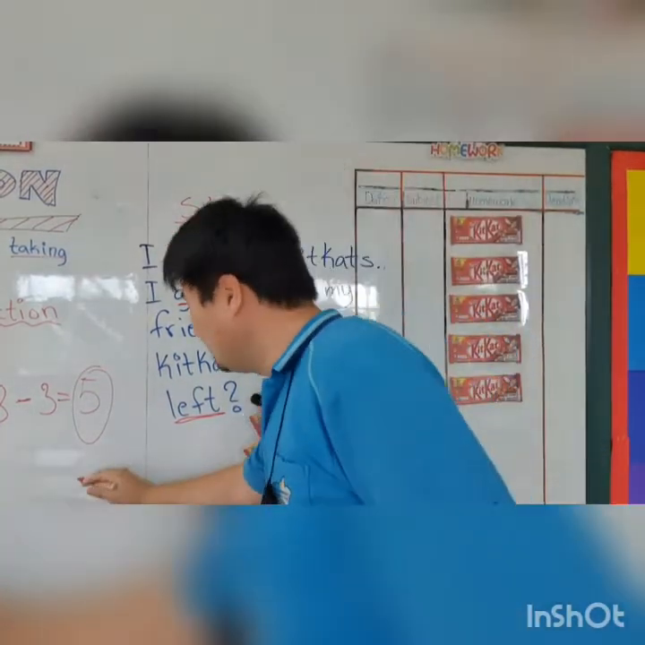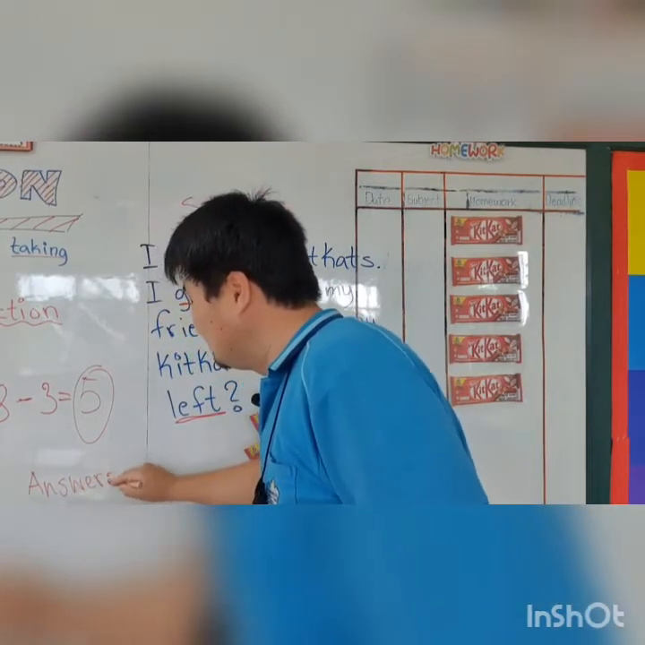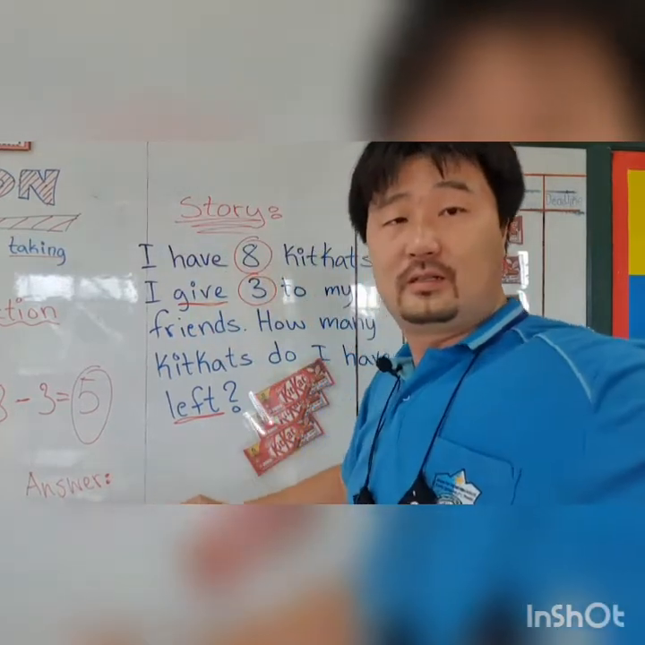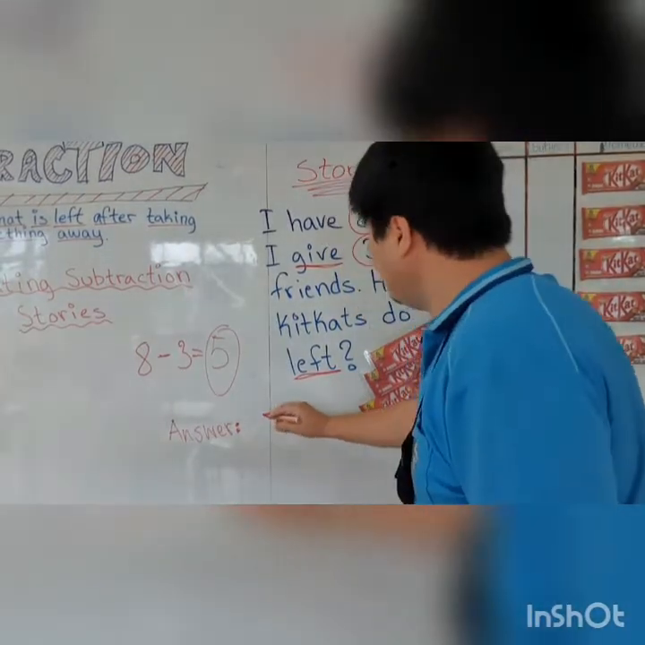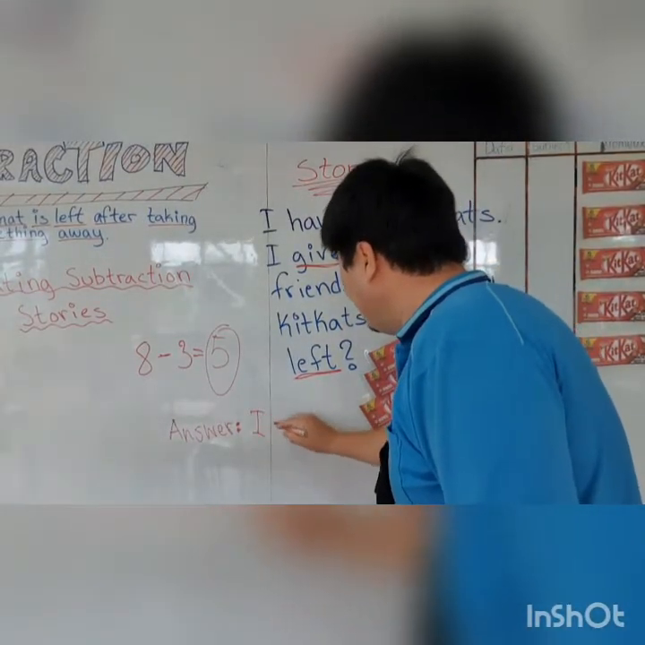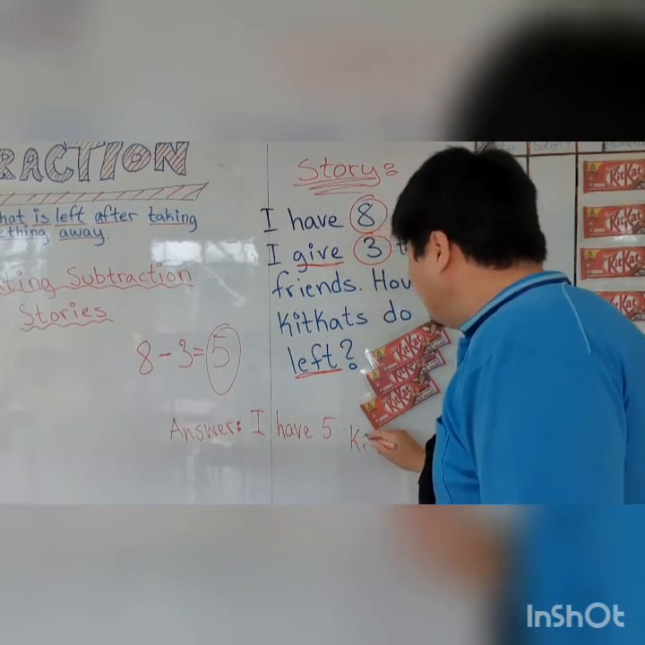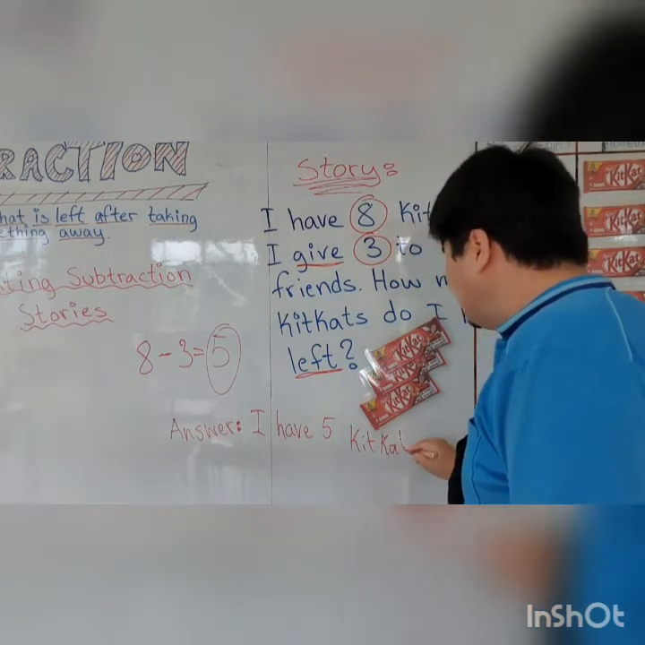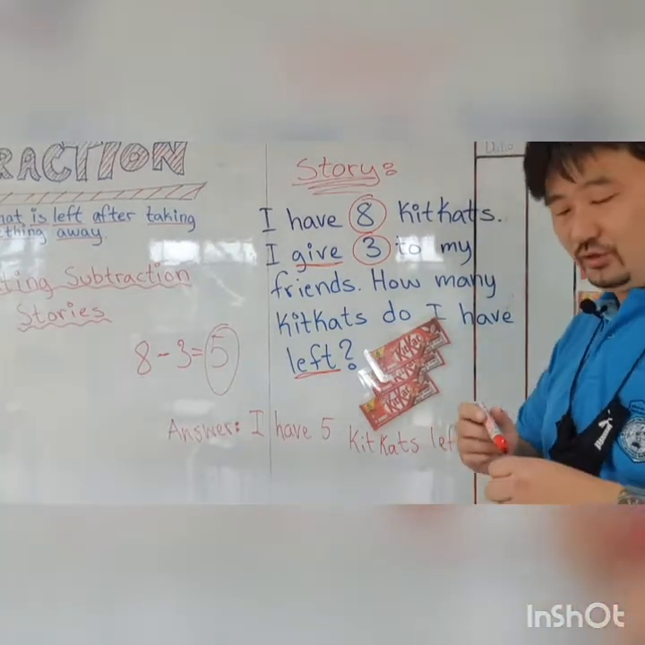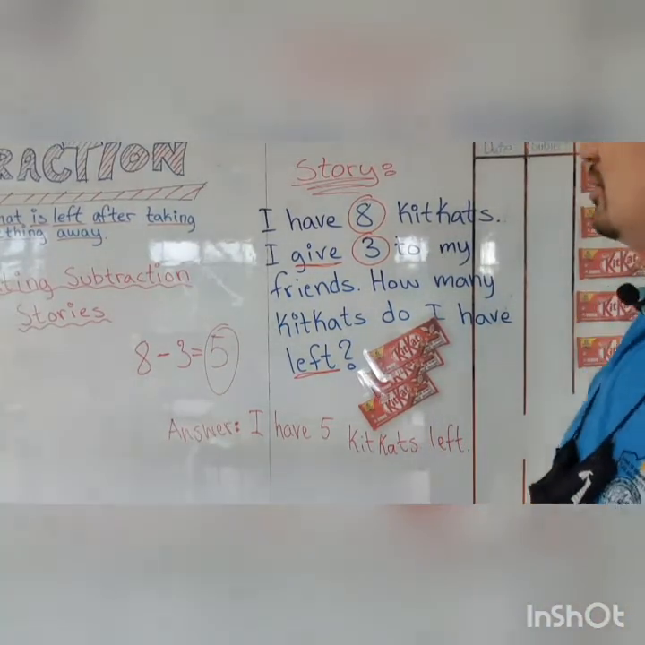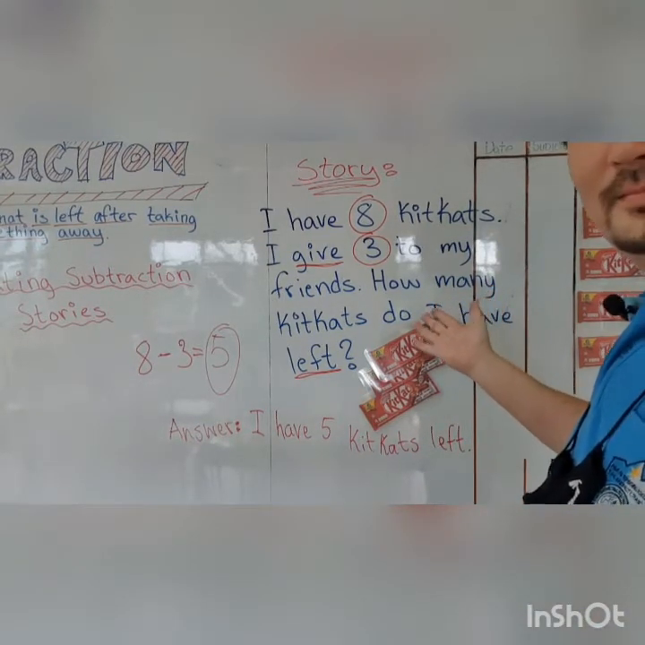Okay, answer. Can you see that? Let's shift it down a little bit. So answer: I have 5 Kit Kats left. Okay, good. All right, do you understand? You understood this as I explained it, right?